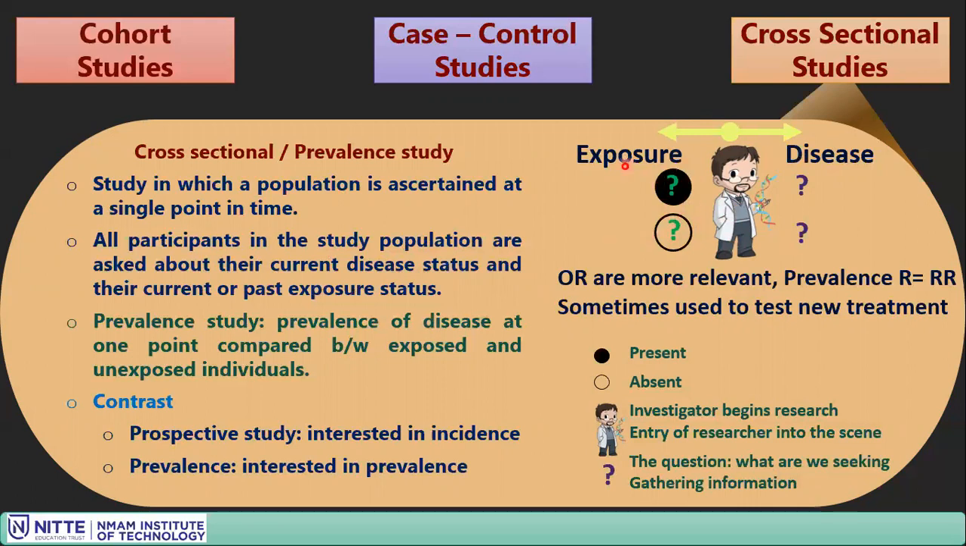So he'll ask the two questions, that is, exposure is there and disease is there. Based on that the assignment will be taking place. So it is neither in the forward nor in the backward direction, and this happens at a particular point of time in the study. So the prevalence study is prevalence of disease at one point compared between exposed and unexposed individuals.